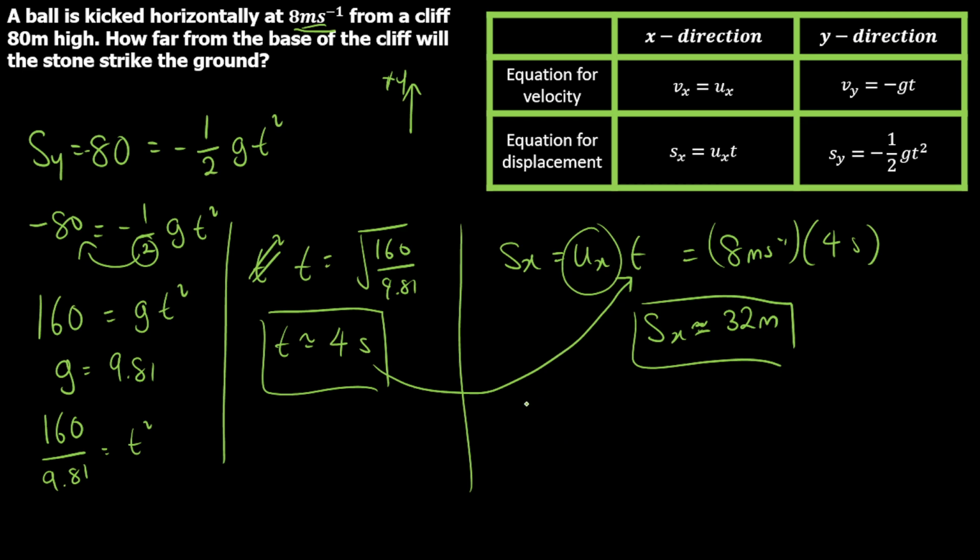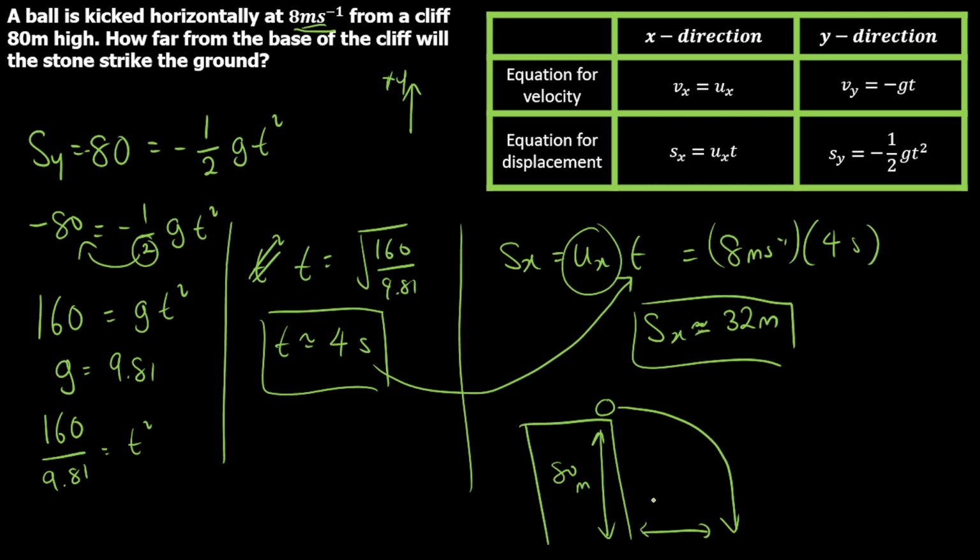So if I were to draw it back, here's my cliff, here's my ball, right? I'm going to throw it, it travels down by 80 meters, and it travels in that direction by 32 meters. It travels in the positive x direction. All right, so we have found the range from the base of the cliff. So from the base of the cliff to the moment of landing, it is going to be 32 meters.